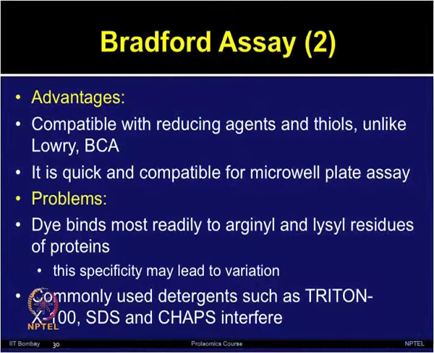But there are different problems with the Bradford assay as well, such as the dye binds most readily to the arginyl and lysyl residues of the protein, and this specificity may lead to variations. Now, there are various detergents such as Triton X-100, SDS and CHAPS. They also interfere with the Bradford assay.